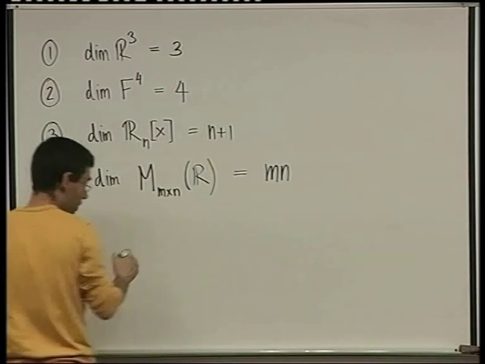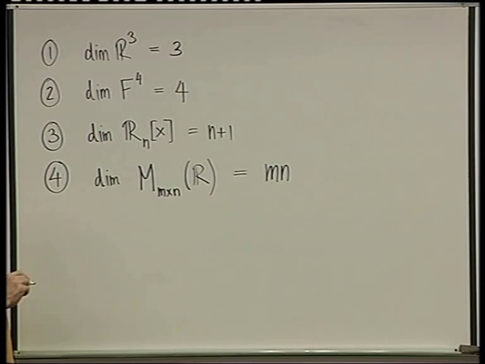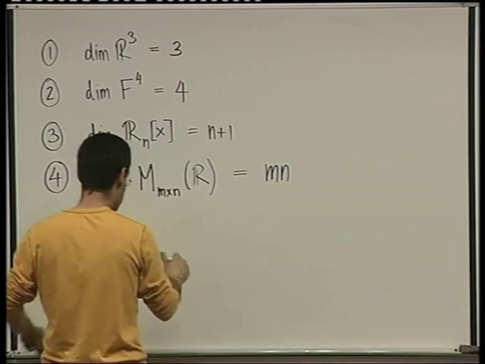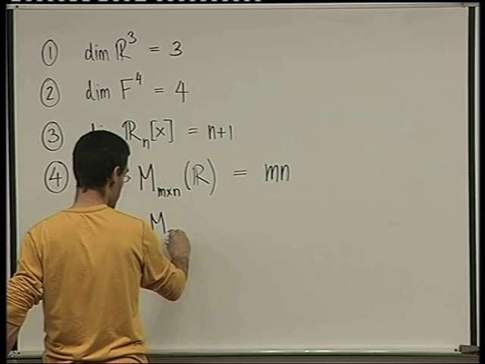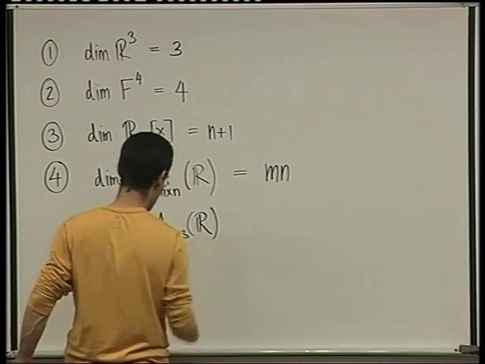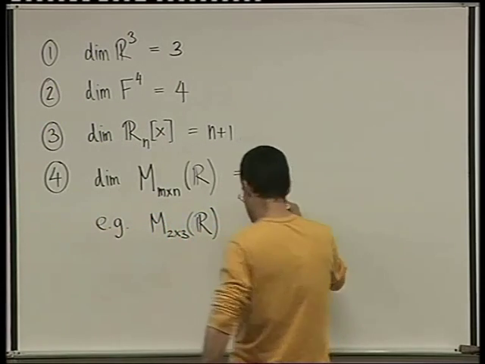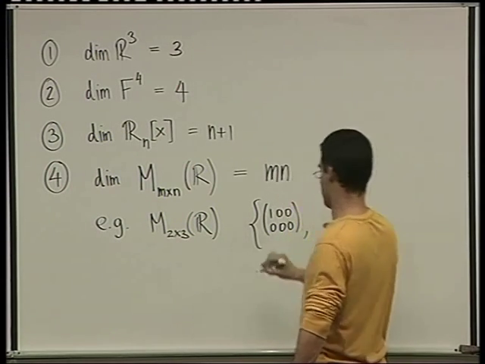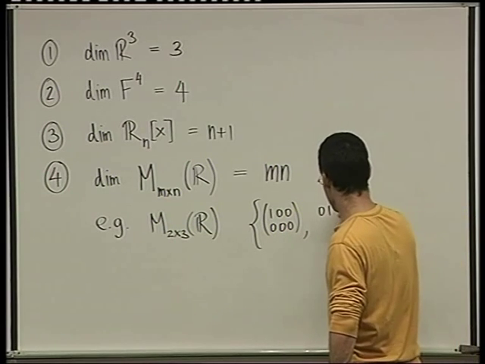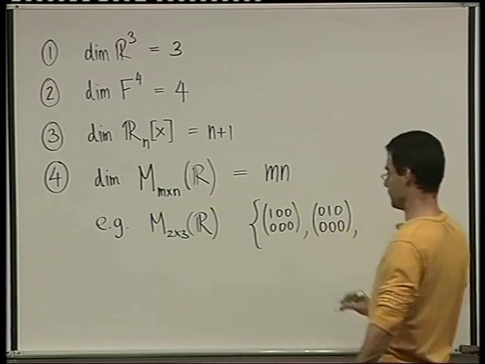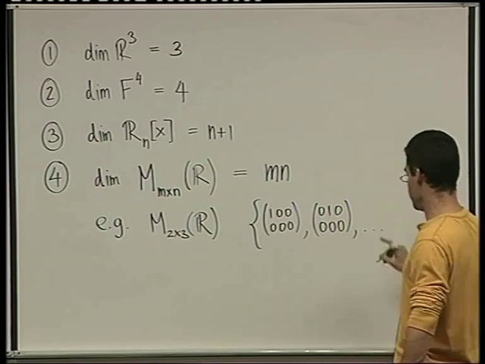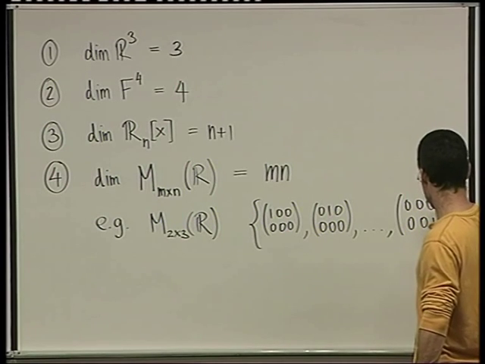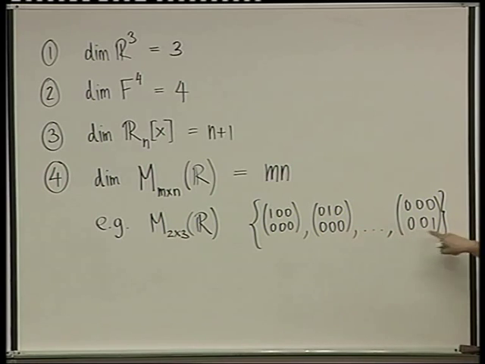So, for example, let's first do a toy example where m is small and n is small. Let's look at 2 by 3 matrices over R. What is a basis? A basis is going to be the following matrices: 1, 0, 0, 0, 0, 0. Do you agree? 0, 1, 0, 0, 0, 0. And allow me to add dot, dot, dot, each dot corresponding to a matrix. And finally, 0, 0, 0, 0, 0, 1.